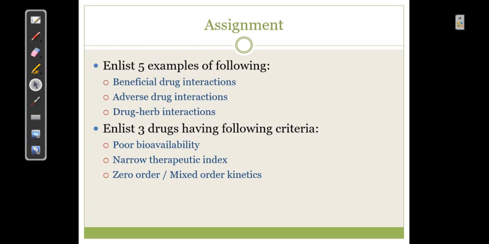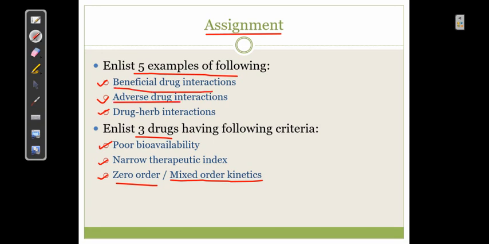I request you to go through review literature. I am using the books Remington and Parthasarathi. These are the two books I am using. Definitely you can use any book, but this is just for your reference. As part of your assignment, this is what you need to submit. This is very simple. You can even Google it and find 5 examples of this, and enlist 3 examples of drugs having poor bioavailability, narrow therapeutic index, and drugs having zero order or mixed order kinetics. Also try to find 5 examples of beneficial and adverse drug interactions.